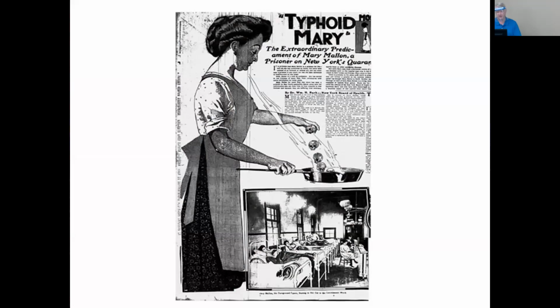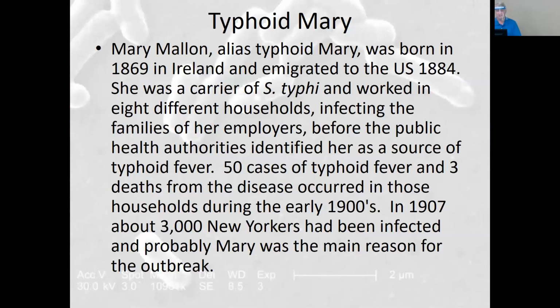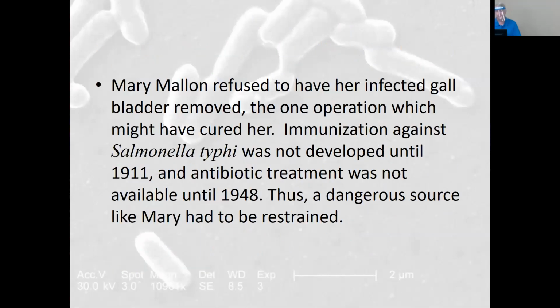There's Typhoid Mary. She worked in New York at a food, some kind of hospital ward, and she infected, I don't know, 50 cases of typhoid fever, 3 deaths. About 3,000 New Yorkers had been infected probably from Mary. She refused to have her infected gallbladder removed. Immunization against typhi was developed in 1911. There was no antibiotic treatment until 1948. Thus, a dangerous source like Mary had to be restrained.